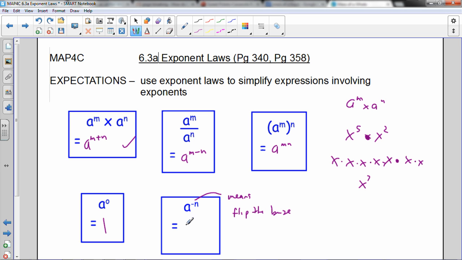And so flip the base means it goes into the bottom. It's a fraction like one of those other ones. Well, bottom becomes top, top becomes bottom, and we still flip the base. And then the exponent becomes positive, okay? Notice on the top here, it's kind of like we had a 1 to the exponent n, but 1 to the exponent n is just 1 anyway.